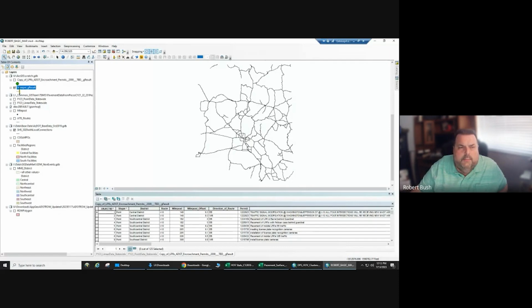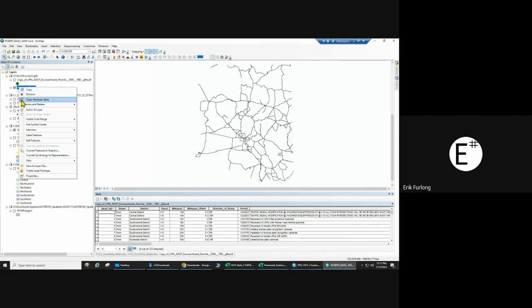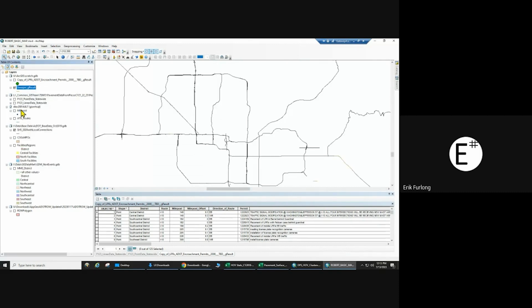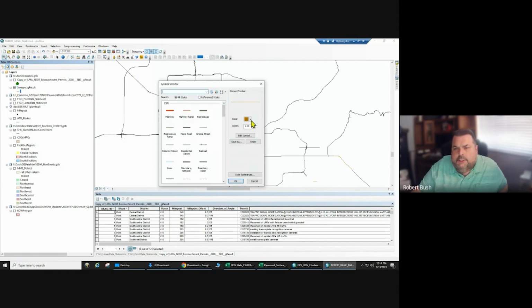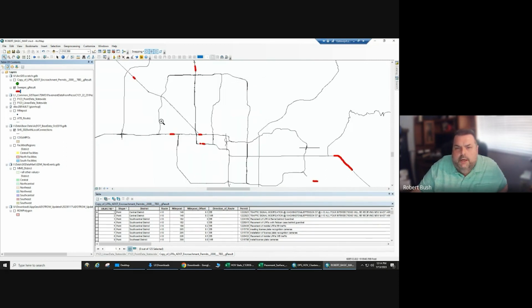Is this mostly in the Metro Phoenix area? Yes. So let's make this a lot brighter and jump out at us so we can see it. So there's the data there. I don't see that many.